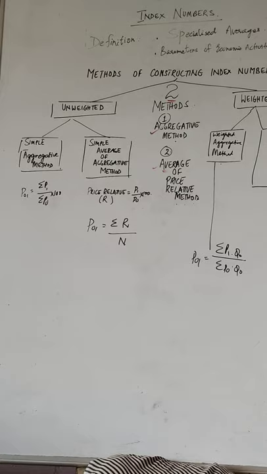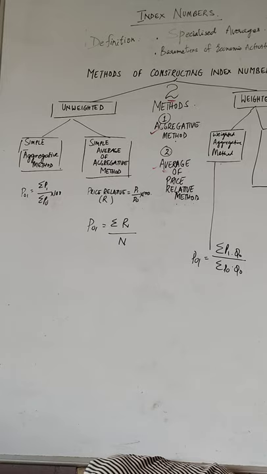And what is the value of base year? It's always 100. So if you're talking about a fixed base year method, what is meant by the fixed base year method? The fixed base year method means that the changes for any given year are compared with a fixed year. And what is meant by the chain base year method? Chain base year method means that the changes for any given year are compared with the prices in the preceding year and not with a fixed year.